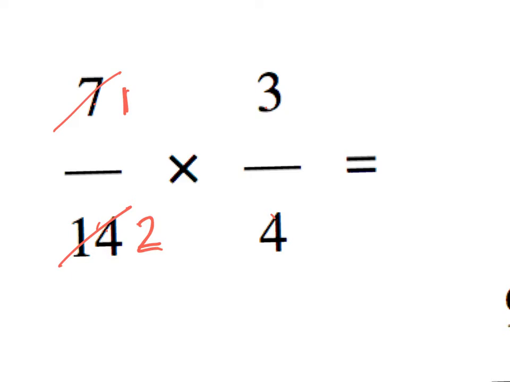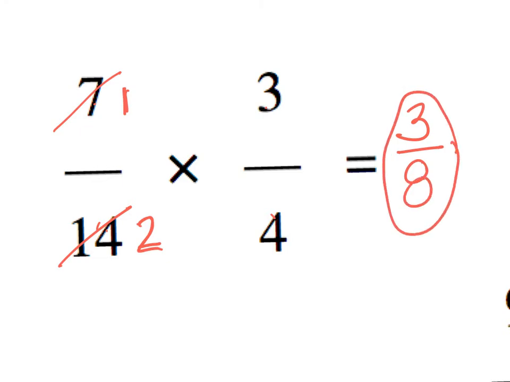Okay, so we've simplified. Here we go. We're going to multiply across. 1 times 3 is 3. 2 times 4 is 8. So our final answer there would be 3/8. Okay, so that is simplifying a fraction by a fraction.